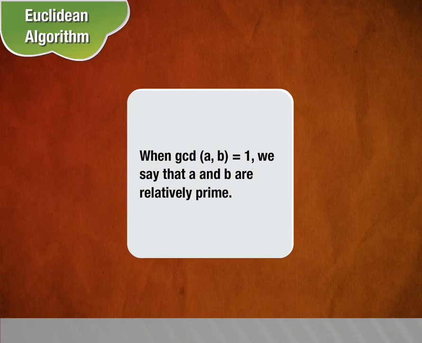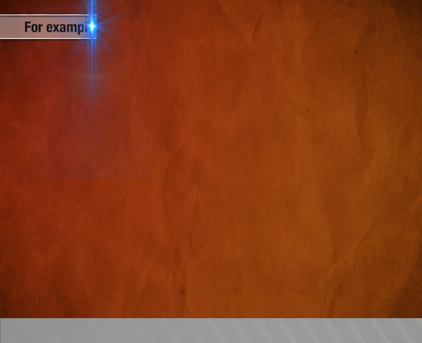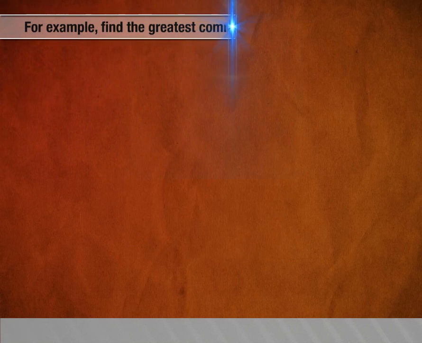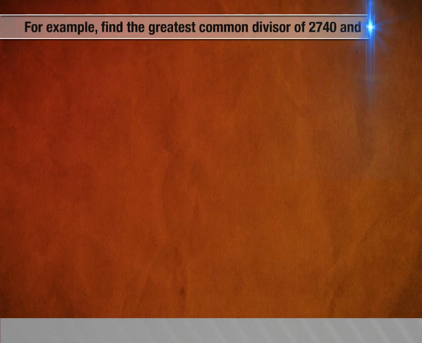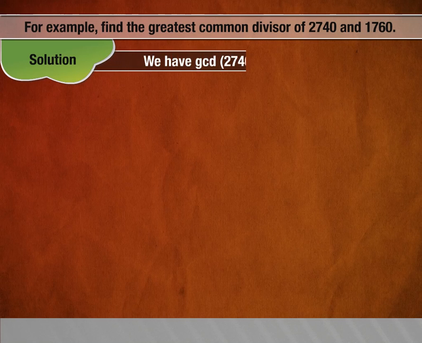When GCD(a, b) is equal to 1, we say that a and b are relatively prime. For example, find the greatest common divisor of 2740 and 1760. Solution: we have GCD(2740, 1760) equal to 20.